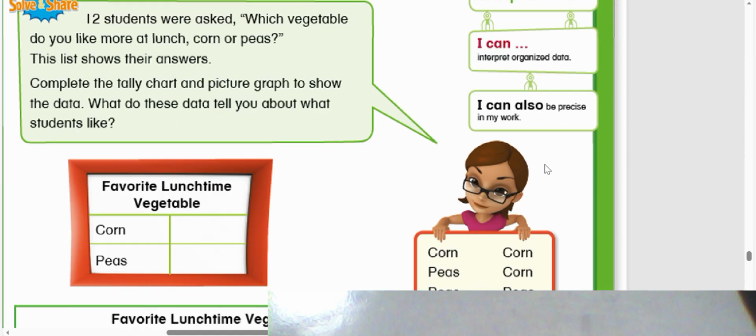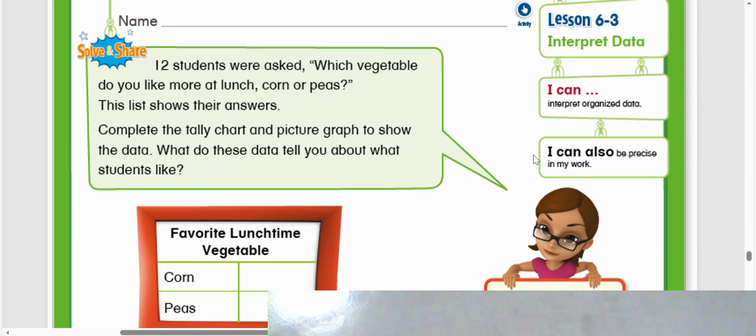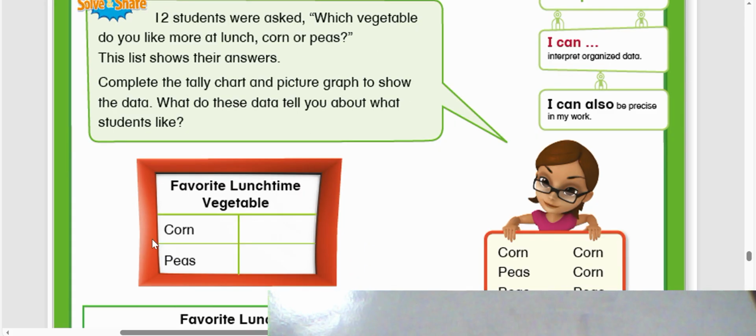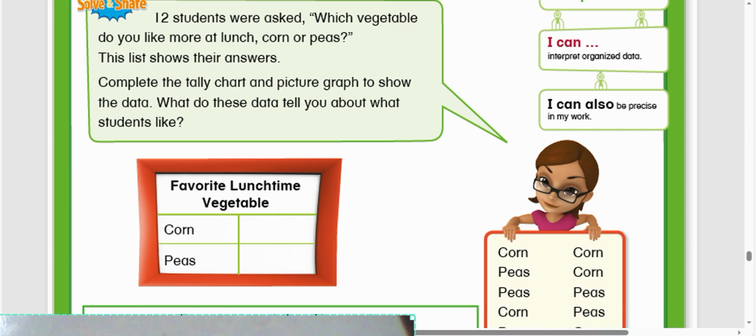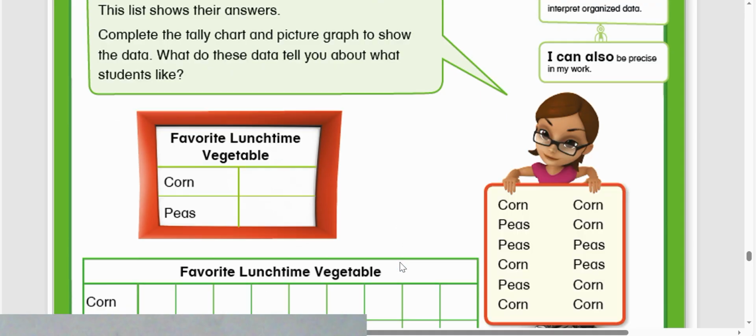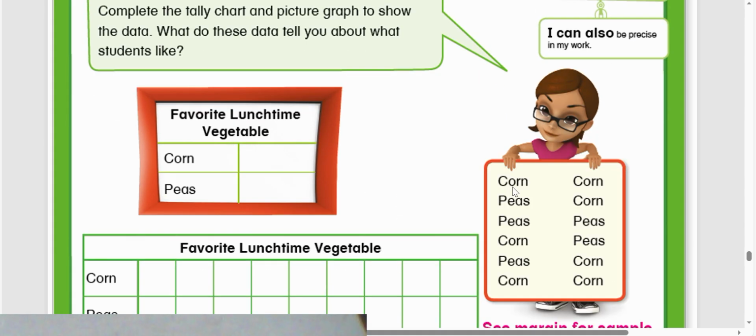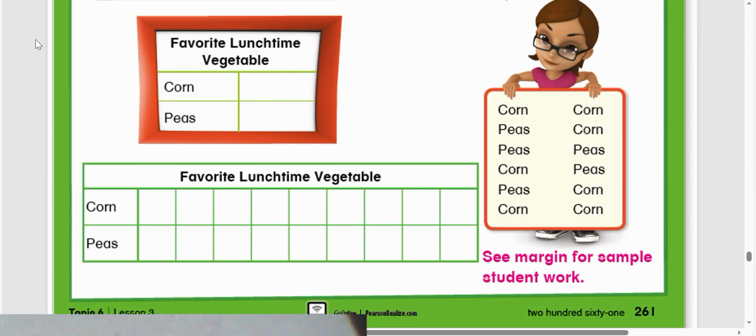Lesson number 3, topic 6. Interpret data. You can arrange all information from this table like this and combine. The corn here is repeated what? Count with me 1, 2, 3, 4, 5. It's repeated 5. And the bees repeated what? 1, 2, 3, 4, 5. 5. We can draw here a chart and write the answer down.